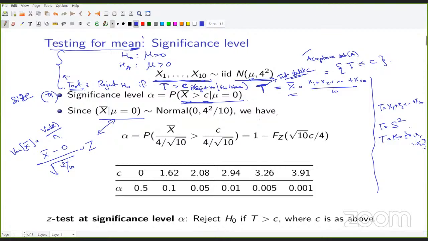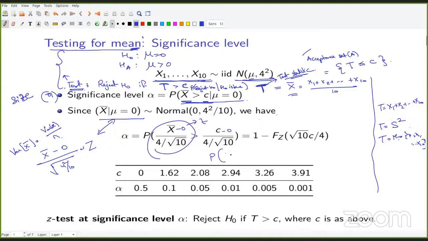It is just x bar minus the expectation of x bar, divided by the root of the variance of x bar, so it follows standard normal. So that is what we are going to do. We subtract 0 from c and divide by 4 by root 10, which is the standard deviation. So now what happens? This is z. And what did we get?